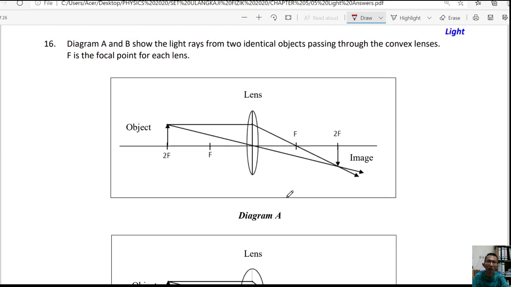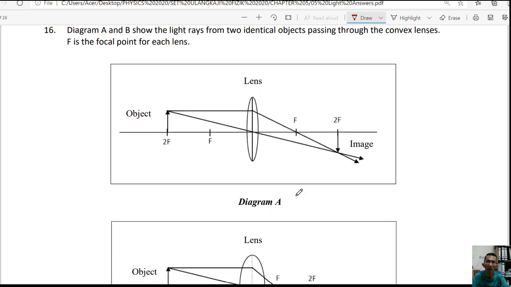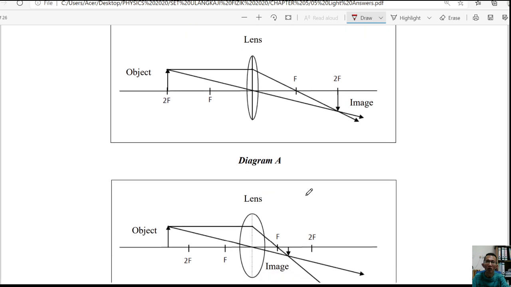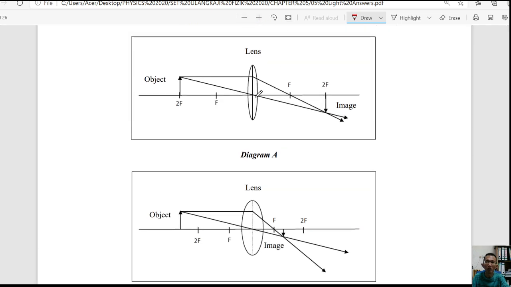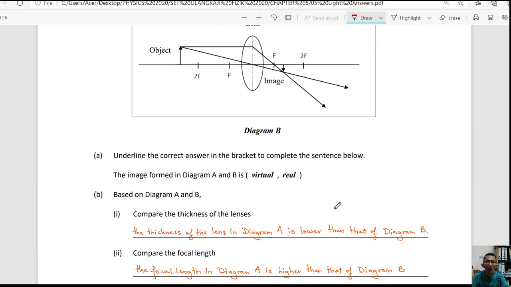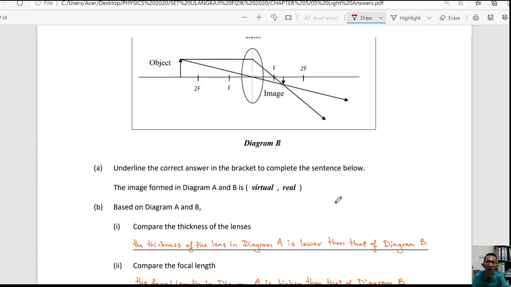So now you are given two diagrams, A and B, of identical objects passing through convex lenses. F is the focal point for each lens. So you are given these two lenses. One is a thin lens, one is a thick lens. Underline the correct answer in the bracket to complete the sentence below. The image formed in diagram A and B is what?